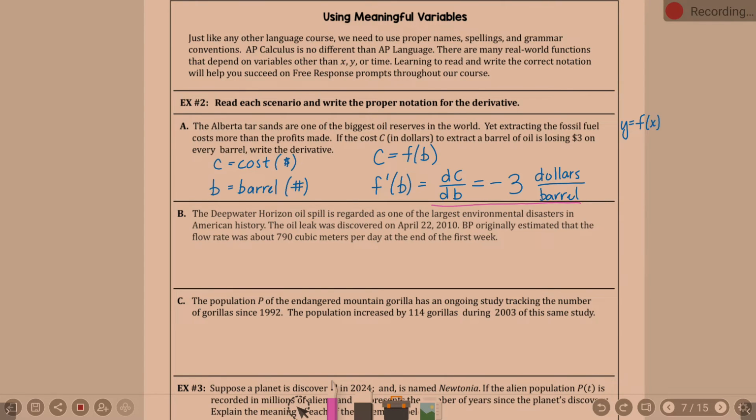Try example B. The Deepwater Horizon oil spill is regarded as one of the largest environmental disasters in American history. The oil leak was discovered on April 22nd, 2010. BP originally estimated the flow rate was about 790 cubic meters per day at the end of the first week.